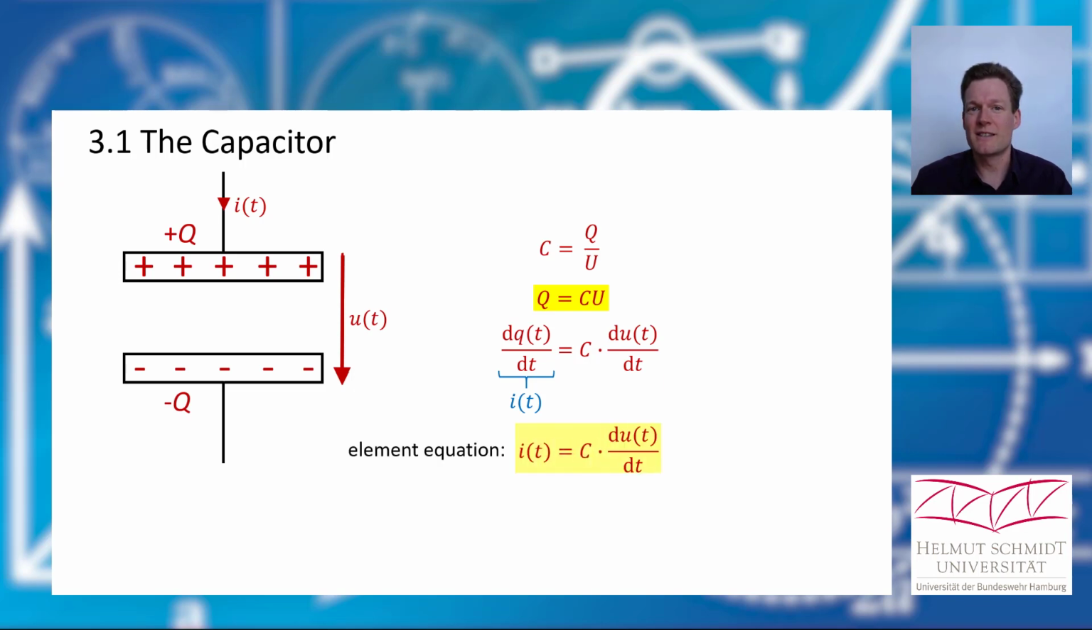It looks like this. And it means that if we have a variation of the voltage of the capacitor, then a current has to flow. And the other way around, if the current is zero, that means that the derivative of the voltage is zero, and that means that the voltage is constant.